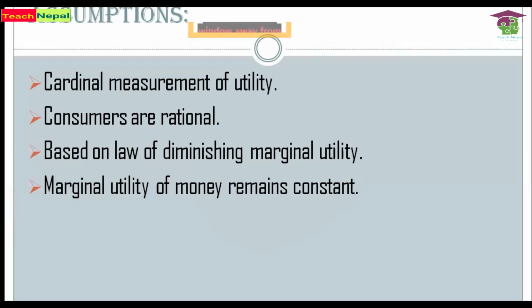Similarly, the marginal utility of money remains constant, though the marginal utility obtained from consumption of goods and services goes on diminishing. Marginal utility obtained from money remains constant. It is because money is considered the measuring rod of utility. Since it is a measuring rod, its utility is considered constant, because when the marginal utility of money is considered changeable, it can't measure the utility of other goods and services rightly. That's why this theory assumes that the marginal utility of money always remains constant.